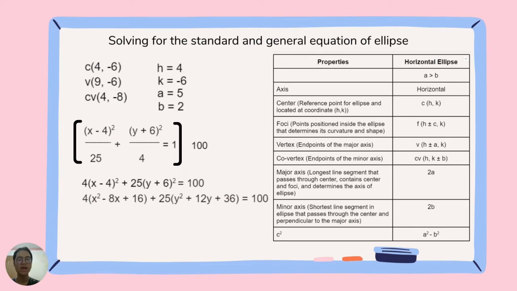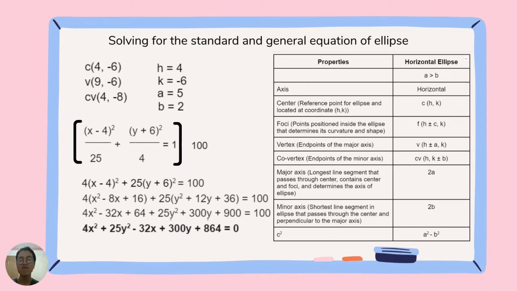After that, we can expand the binomial. Then we have 4 times (x squared minus 8x plus 16) plus 25 times (y squared plus 12y plus 36) equals 100. Next, we can simply distribute 4 and 25 to the trinomial, which gives us 4x squared minus 32x plus 64 plus 25y squared plus 300y plus 900 equals 100.